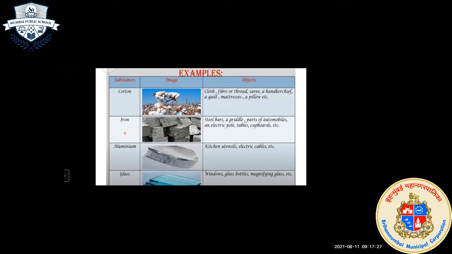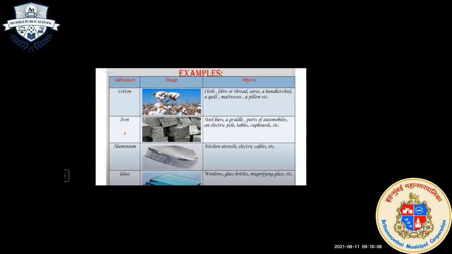Okay. Now here we can have a little bit of fun. Students, imagine that a pillow is made up of iron. What will happen? Or a sari is made up of iron. Can it be? It will be very difficult for us, isn't it? And in the same way, we cannot make a griddle of cotton or car parts of cotton. So depending upon the properties of substances, we decide what objects to make.